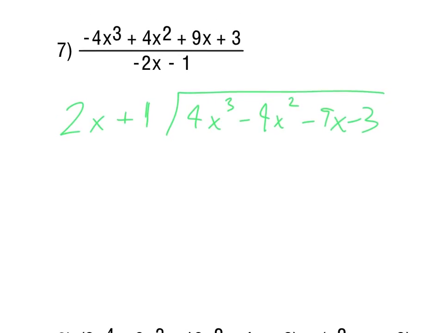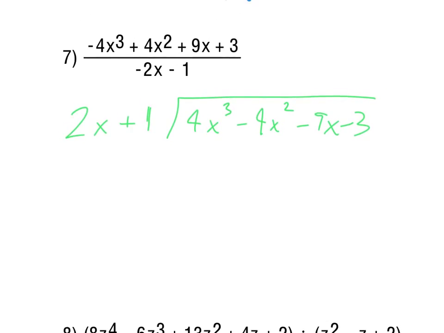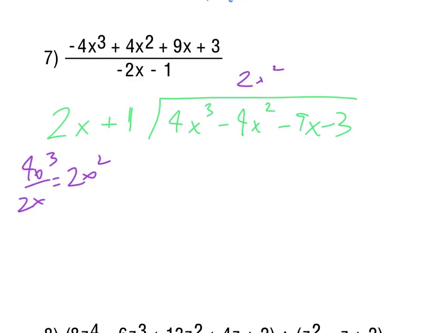So for my process here, we begin by dividing the 4x cubed by the 2x, so that gives me 2x squared. So I need to find that product between the 2x squared and the 2x plus 1.